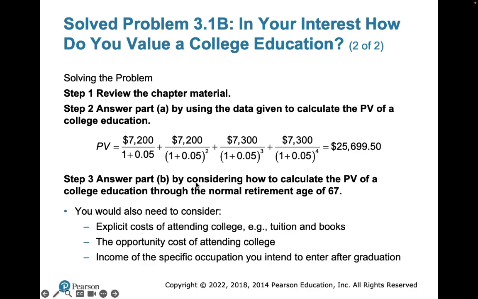Answer part B by considering how to calculate the present value of a college education through the normal retirement age of 67. In this, you should consider the direct cost of attending college, which is the tuition and books. You should also consider the opportunity cost of attending college, and also the income of the specific occupation you intend to enter after graduation. All of this you have to take into consideration.